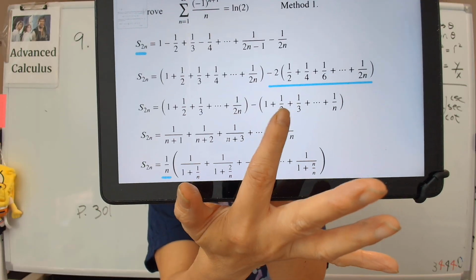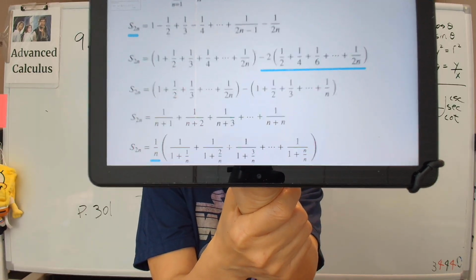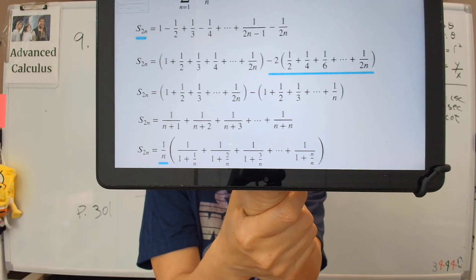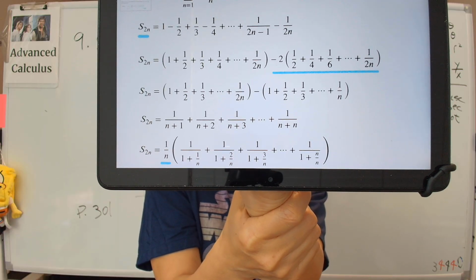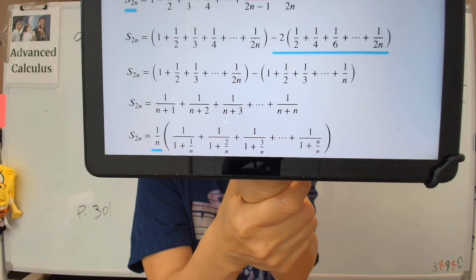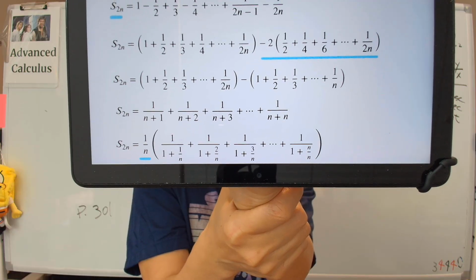So once we do the subtraction, now we end up with n plus 1, and now the S_2n goes from n plus 1 to n plus n. Okay, that's fine. And next, the next trick is even neater. You see, then we're going to factor out the n from the denominator.